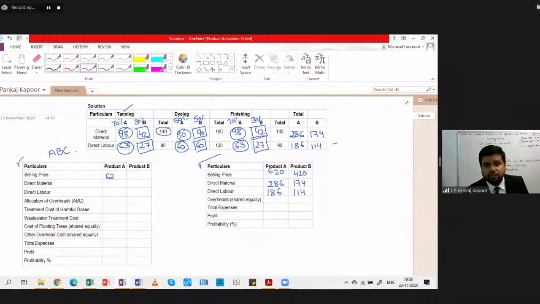620 is the sale price for the product A, 420 is the sale price for the product B. The direct material cost in the case of product A is 286, whereas in case of product B, it is 174. The direct labor cost is 186 in the case of product A, whereas 114 in the case of product B. The ABC costing, the overhead we need to compute. For that, we need to read the question again. Now we are moving back to the question.